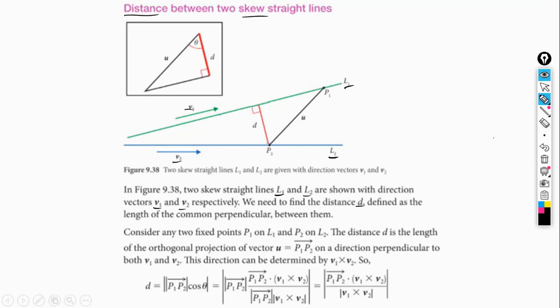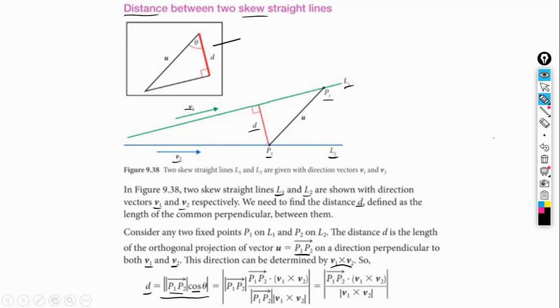Consider any two fixed points, P1 on L1 and P2 on L2. The distance d is the length of the orthogonal projection of vector u, which is equal to the vector P1P2, on a direction perpendicular to both V1 and V2. This direction can be determined by the cross product of V1 times V2. So notice that this distance d is equal to the absolute value of the magnitude of the vector P1P2 times the cosine of theta.